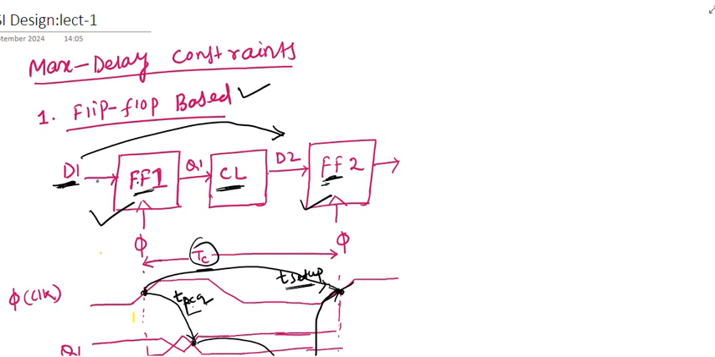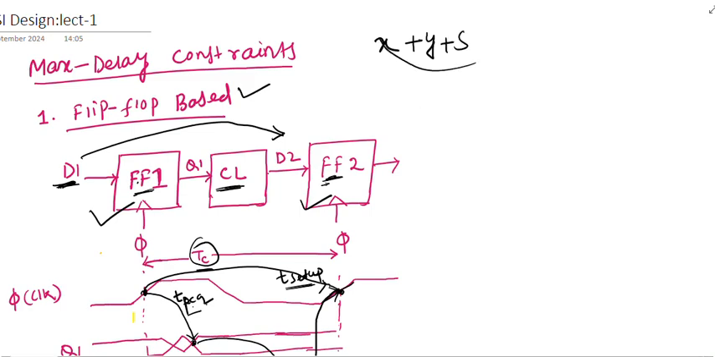Whenever data D1 is given to flip-flop 1, it will take some delay. Let us say it takes X delay. Then when Q1 is given to the combinational logic, it takes some delay. Let us consider Y delay. Then flip-flop 2 has some setup time for taking the input data. The data must satisfy the setup time. Let us write that as S.